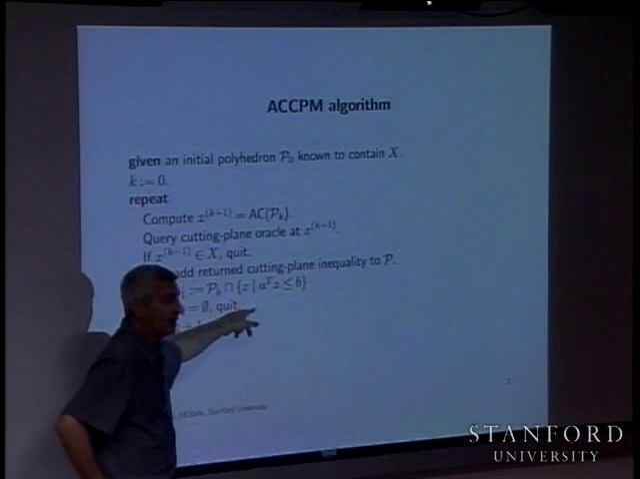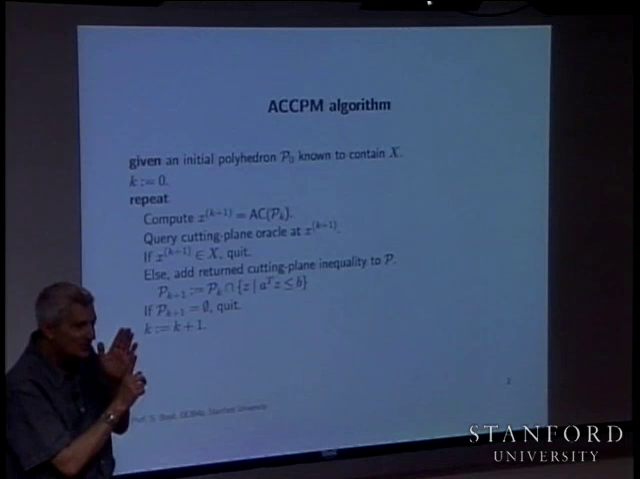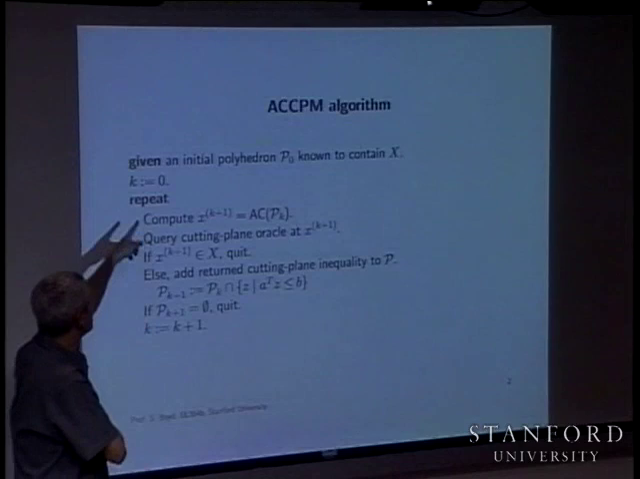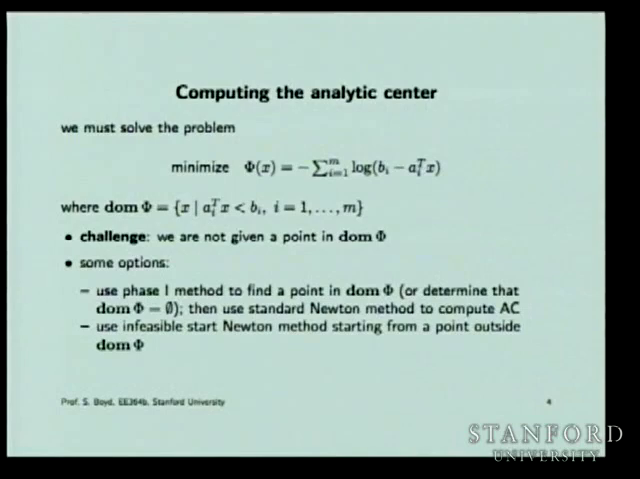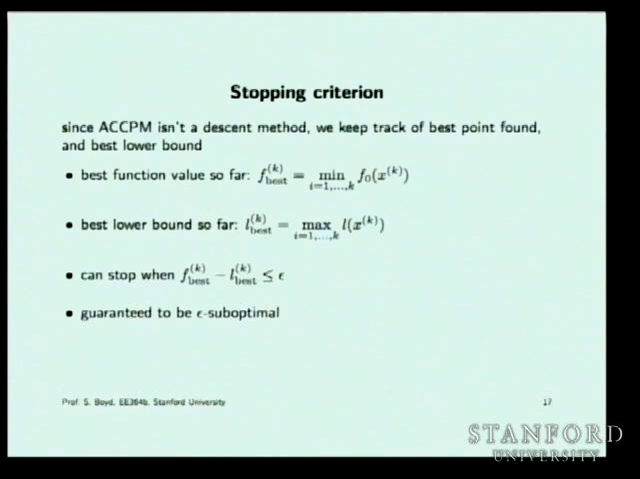Now, your point xk plus 1 is not in pk plus 1, by definition. Well, sorry, it might be in it if it's a neutral cut, but it's on the boundary. At the next step, you'll need to calculate the analytic center of that new set. I won't go through this, there are a lot of different methods. Infeasible start Newton method is the simplest one, maybe not the best, but we'll go to a problem and I'll show how this works.